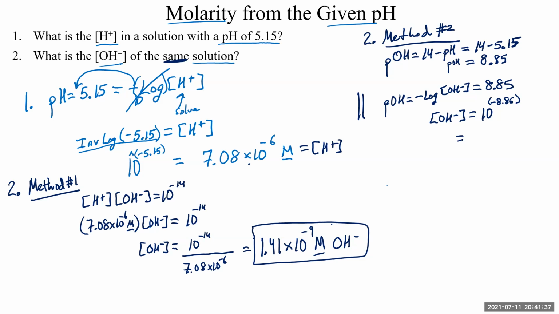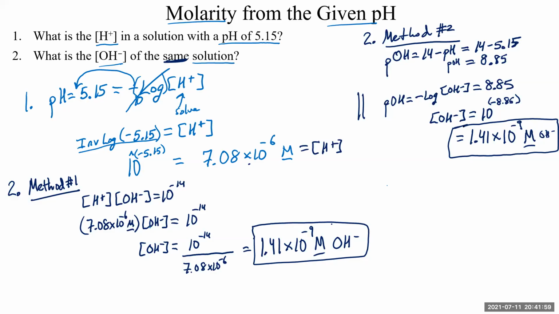And I get 1.41. Within rounding, these numbers agree. 1.41 times 10 to the negative 9 molar hydroxide ion. So there's my answer again. They agree. Thank goodness, huh?